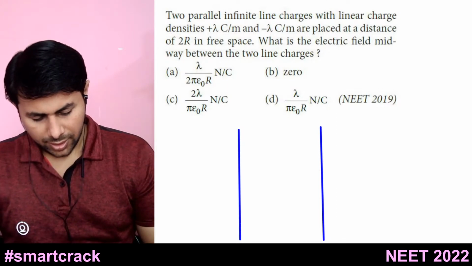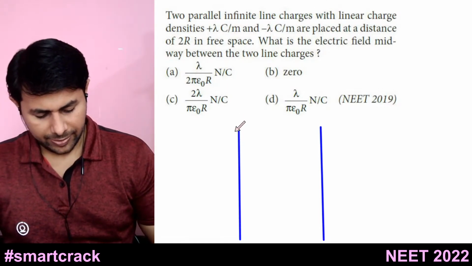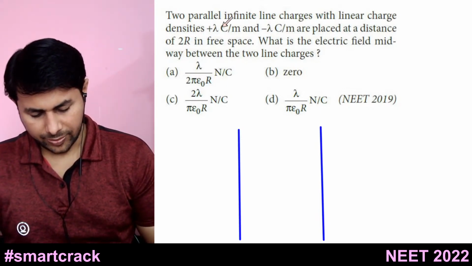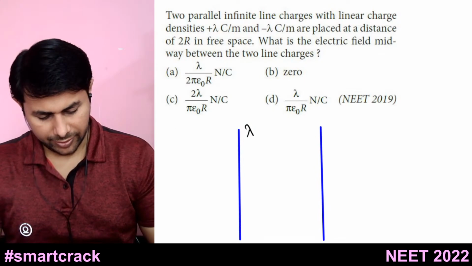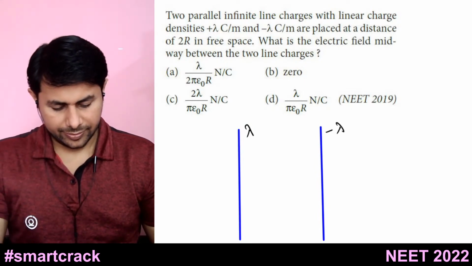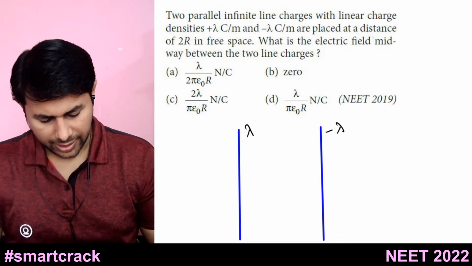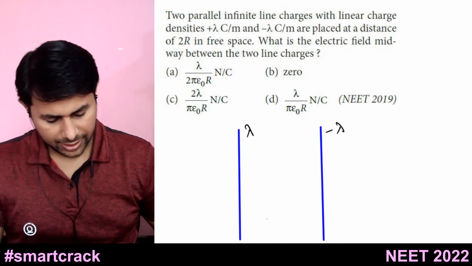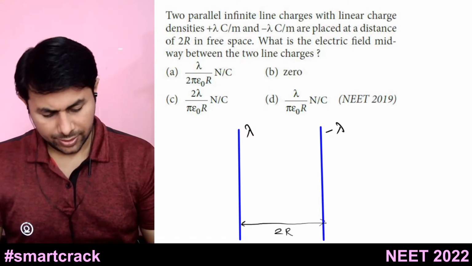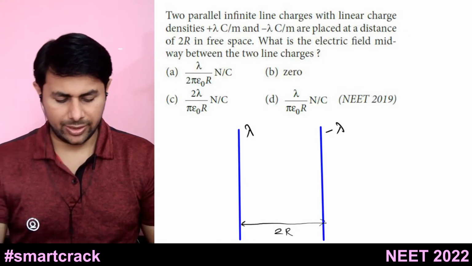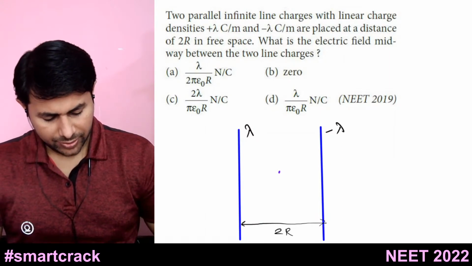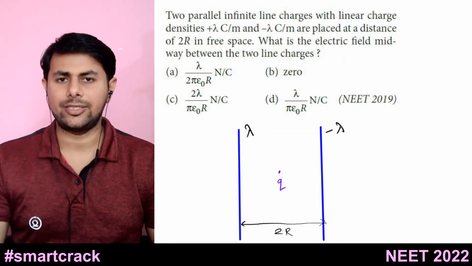You have two line charges, two parallel infinite line charges. Then the linear charge density on the first one is lambda, on the second one it is minus lambda. Then they are at a distance of 2r in free space. So the question is, what is the electric field midway between the two line charges? If you take some point over here, what will be the electric field at this point?